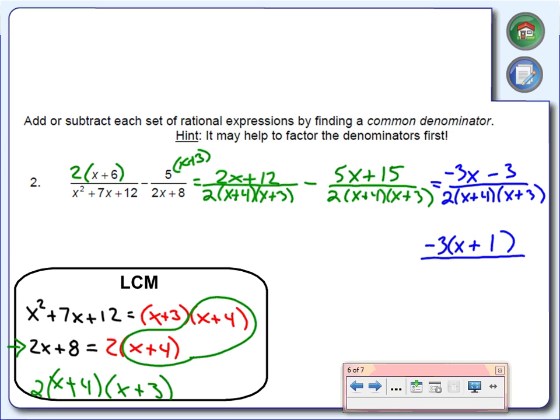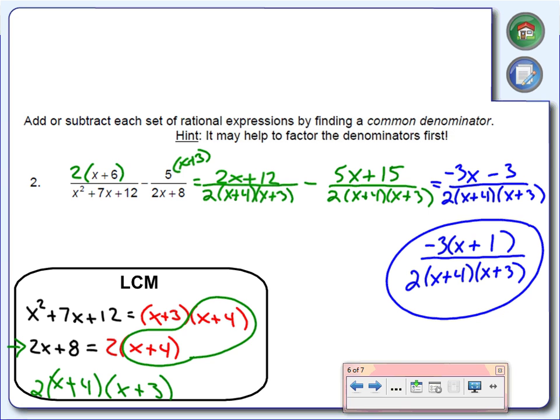The denominator, I still got this going on. So this one, I've got everything factored. So the question is, will anything cancel out? No, nothing cancels out. Therefore, I am done. I can leave the answer like this, or I can leave it like this here.